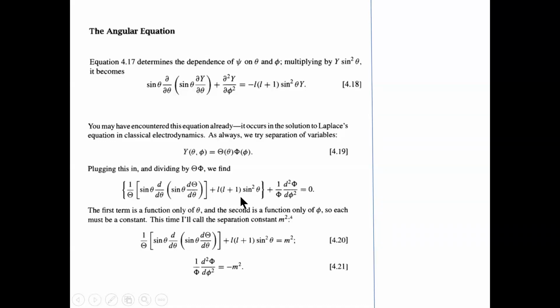So now we again employ the separation of variables technique. You can see that this term is completely separated. This term has no dependence on theta and this term has only theta dependence.